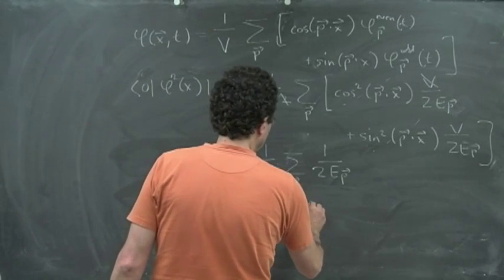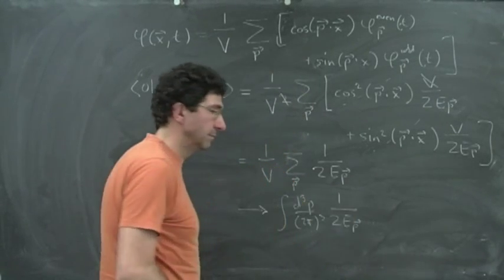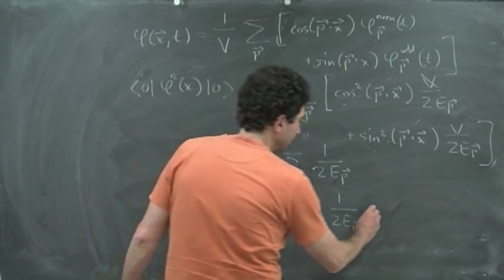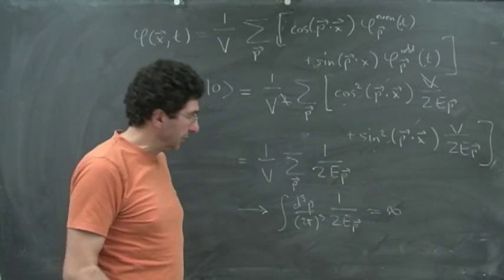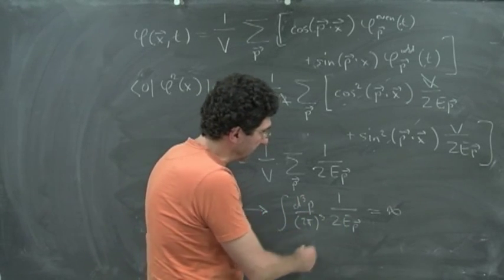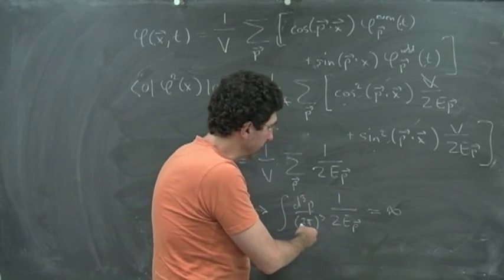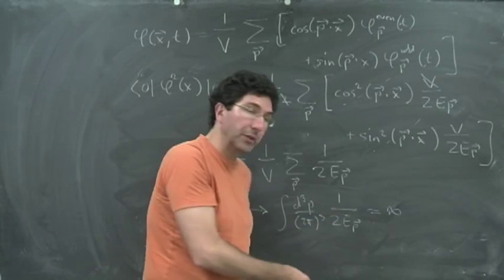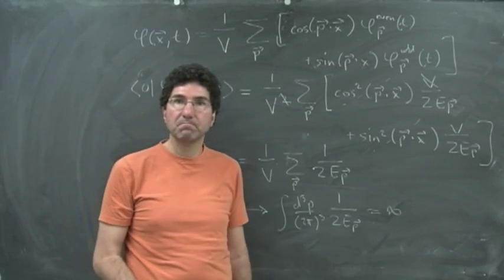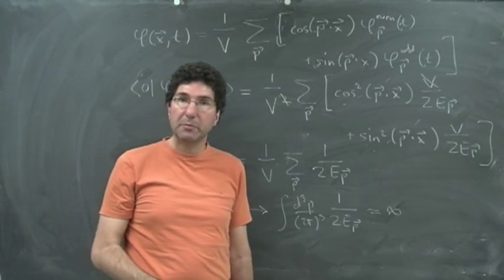This is d cubed p, 2 pi cubed, 2 ep. Okay? And this integral is very easy to do. It's infinite. Why is it infinite? It's infinite because I have basically 3 powers of p upstairs, and this is linear in p. So this integrand diverges quadratically with large p. So the problem comes at large p, and it just diverges. Okay? So the answer is that the fluctuations in this field seem to be infinite.